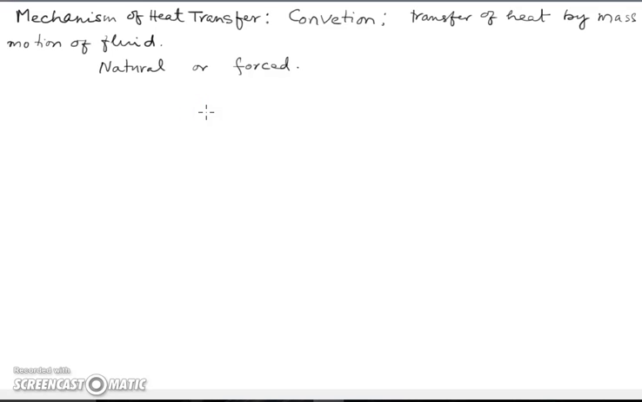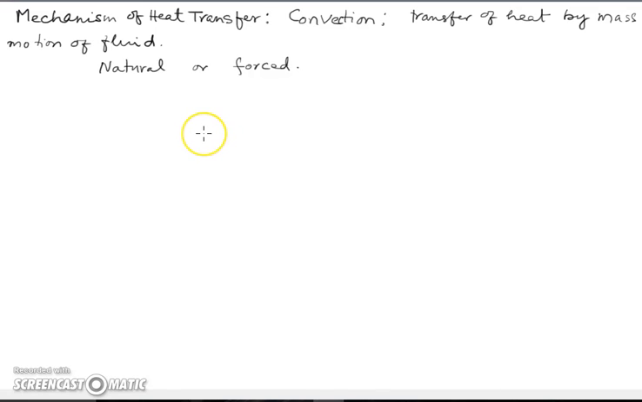If the fluid is circulated by a blower or a pump, the process is called forced convection. If the flow is caused by differences in density due to thermal expansion, such as hot air rising, the process is called natural convection or free convection.